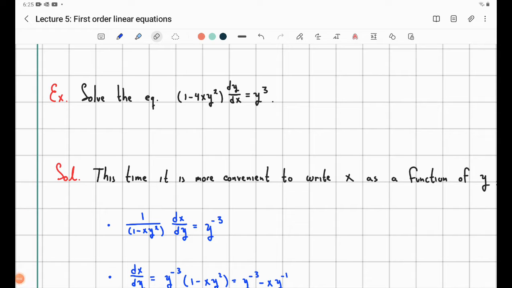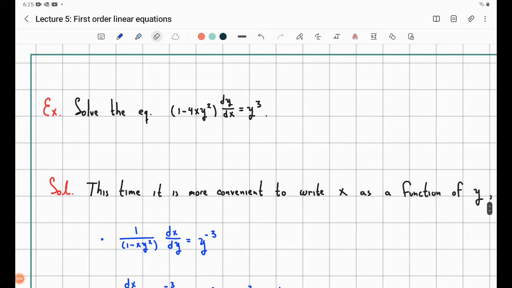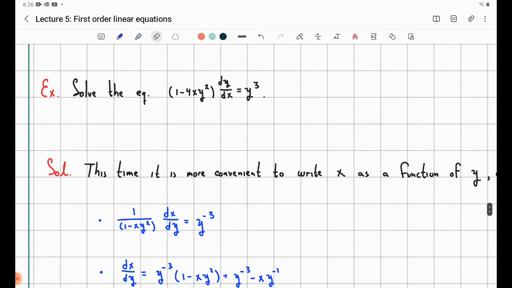Okay, guys, so let's go over the last two examples of lecture 5 about first order linear differential equations, and these are the two missing examples of last session.